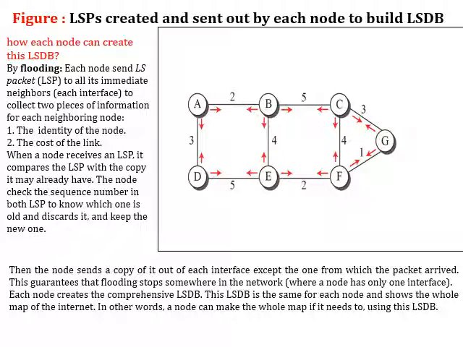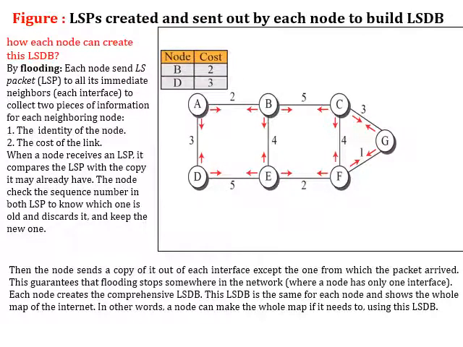Each node creates a comprehensive link state database. This link state database is the same for each node and shows the whole map of the internet. In other words, nodes can make the whole map if needed using the link state database. Let us see how the link state database is created and how nodes send their link state packets to the neighboring nodes here.